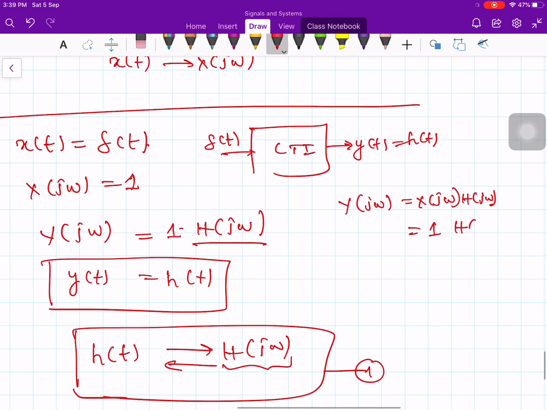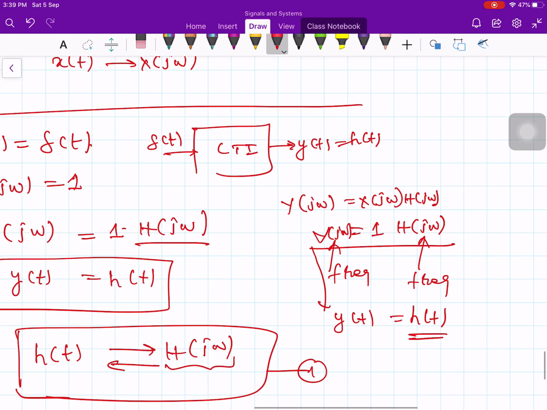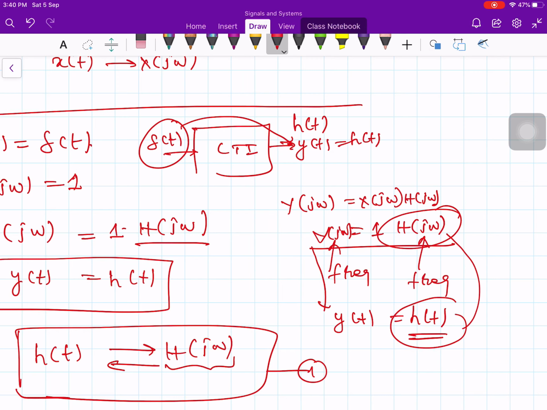So, both are in the frequency domain. This is also in the frequency domain, the output, and the system function is also in the frequency domain, right? If you take the inverse Fourier transform, I will get y of t, and here I will get h of t. Why is it h of t? Because when the input is del of t, the corresponding output is called h of t. Therefore, this h of t and this h of j omega both form the Fourier transform pair.